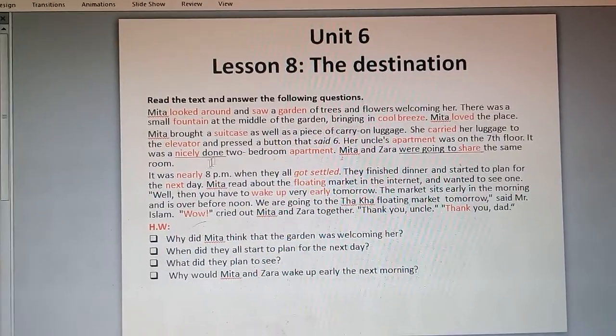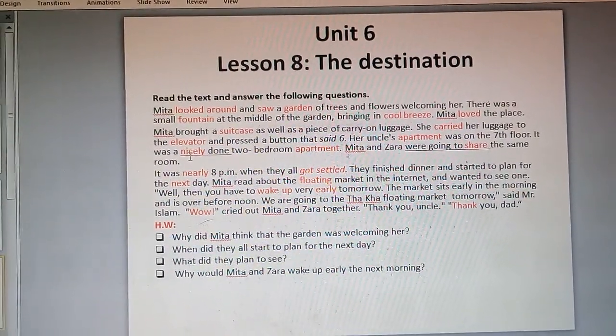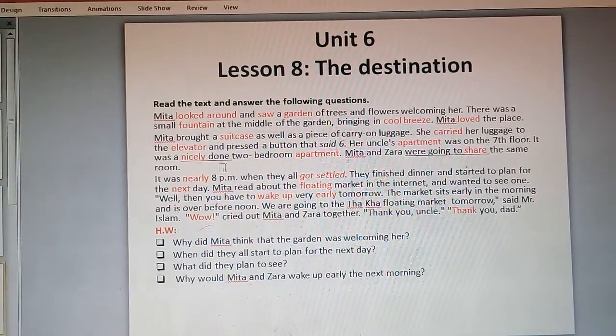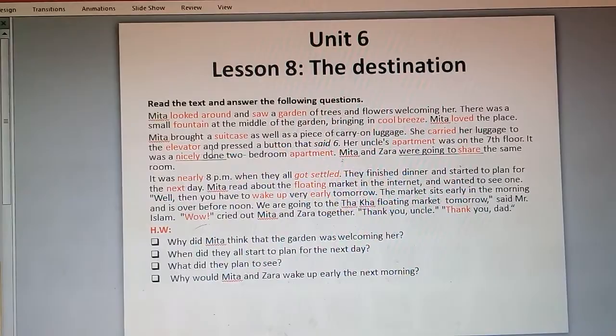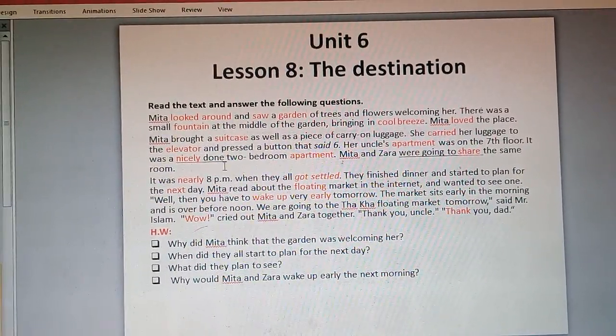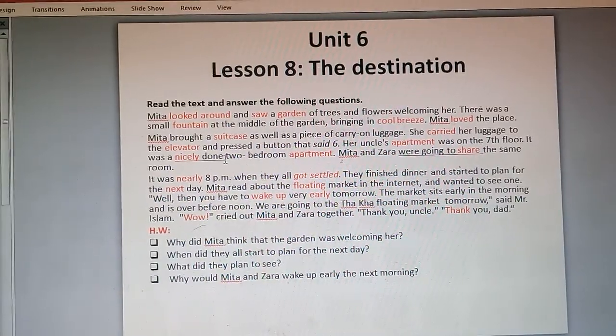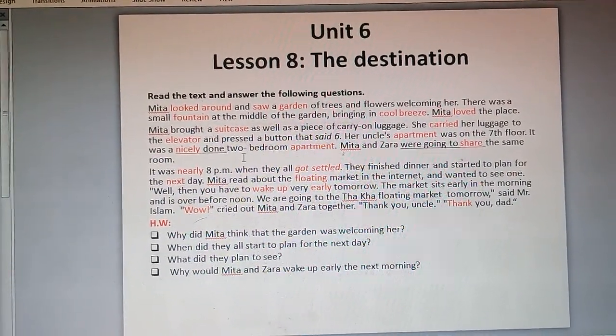Now come for the grammatical analysis. So look here, it was nicely done 2-bedroom apartment. Look here, nicely done 2-bedroom apartment. Okay, so here nicely is an adverb, then there is done, it is the adjective. So you have to keep it in mind for question number 3.